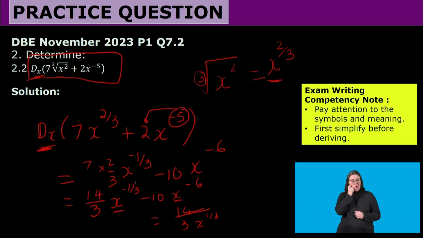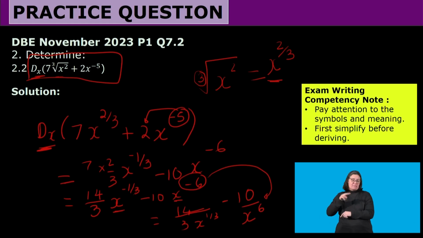Okay, so I've changed my power from negative to positive by changing its position. Minus 10 over x to the power of 6. Again, rewriting my negative power with a positive power.